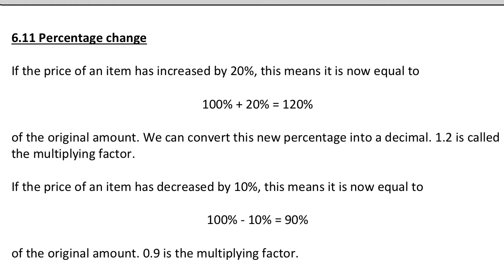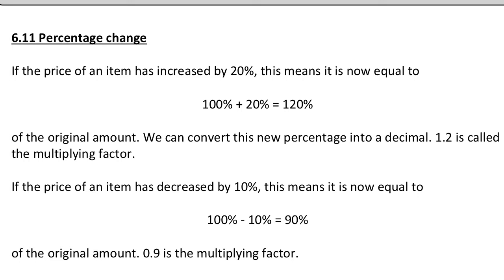We can convert this into a decimal. So to get from a percentage into a decimal, we divide by 100. So 120 divided by 100 is 1.2. And this 1.2 is called the multiplying factor. So the increased percentage written as a decimal is the multiplying factor.